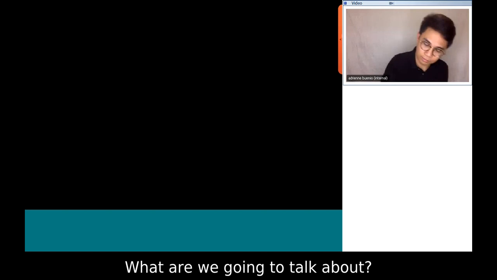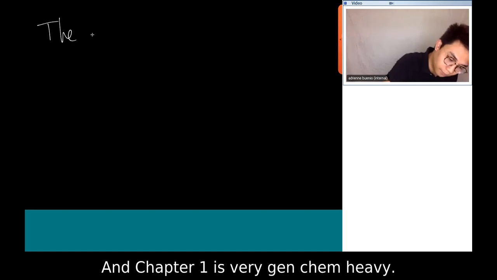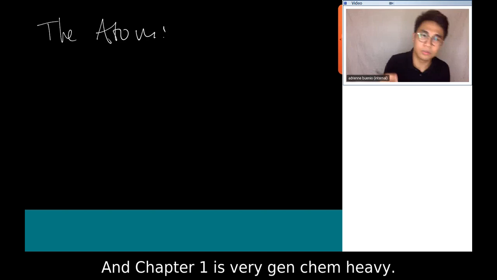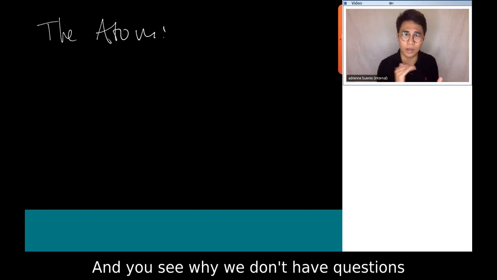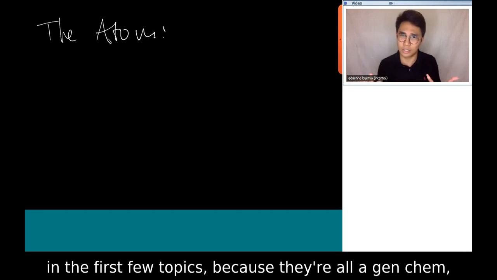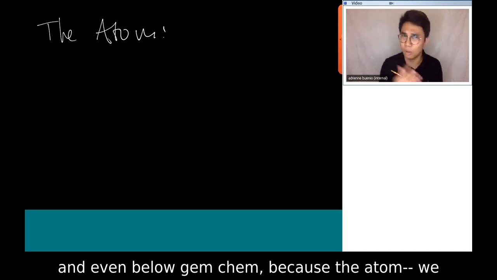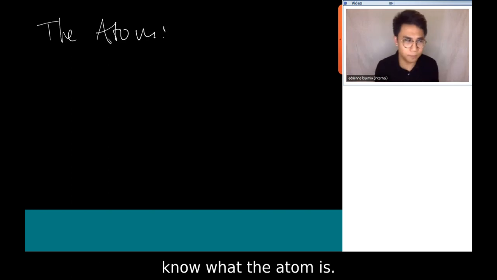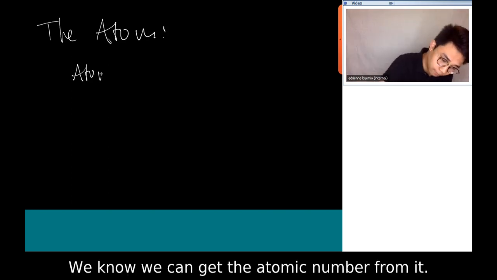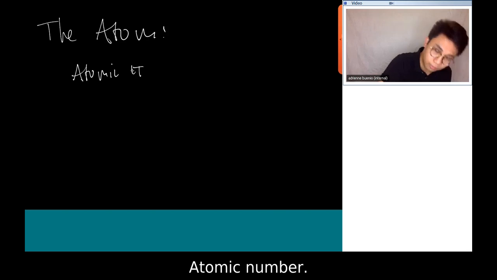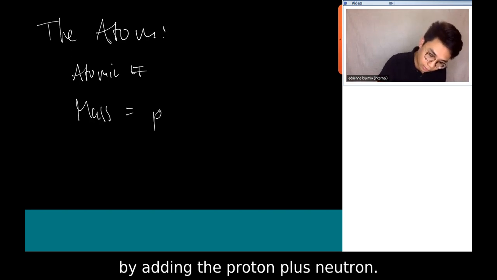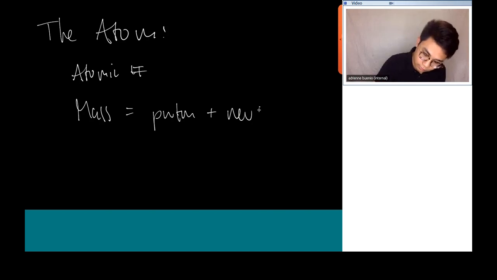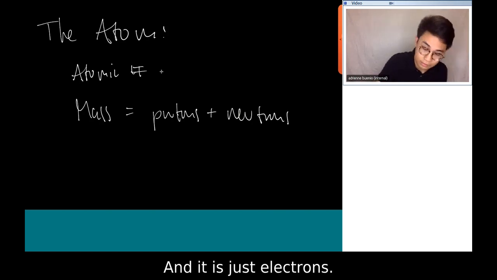First things first, what are we going to talk about? The atom, right? Chapter one is very Gen Chem heavy, and you see why we don't have questions in the first few topics, because they're all Gen Chem, and even below Gen Chem, because we know what the atom is. We can get the atomic number from it, and we can get the mass from it by adding the protons plus neutrons, and the atomic number is just the electrons.